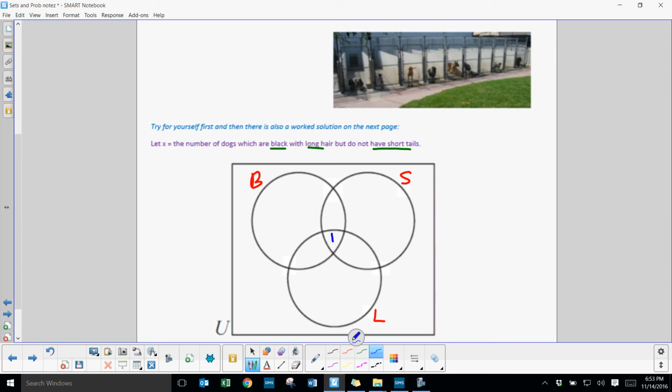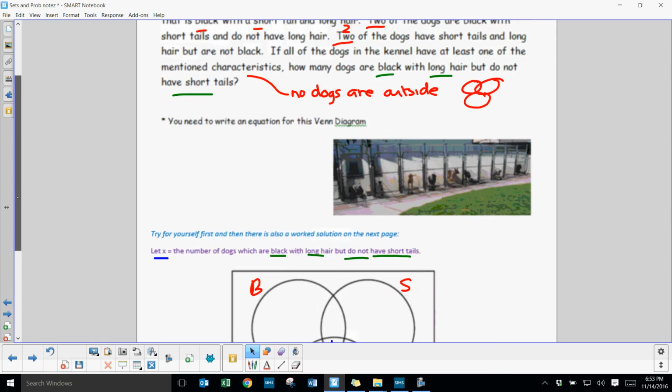For this one, let x equal the number of dogs that are black with long hair and do not have short tails. That is this little section here, isn't it? Would you agree? So it's not part of the short tail circle, but still part of the black and long hair, so it can't be part of the center. Okay, so 0 on the outside. Sometimes you should just write it in so you realize, you might forget after doing all this work, there's meant to be nothing on the outside.